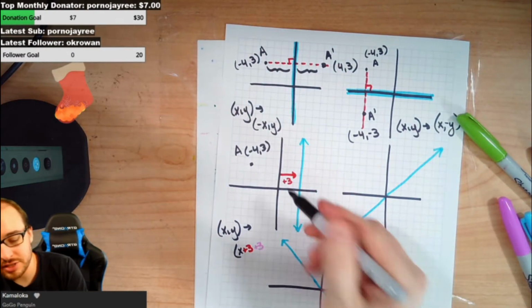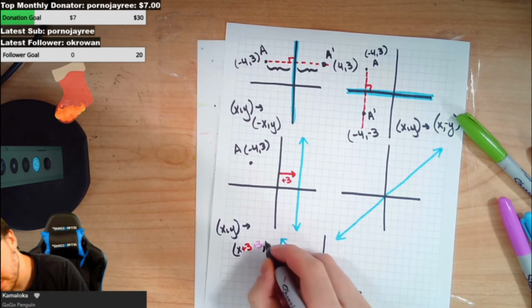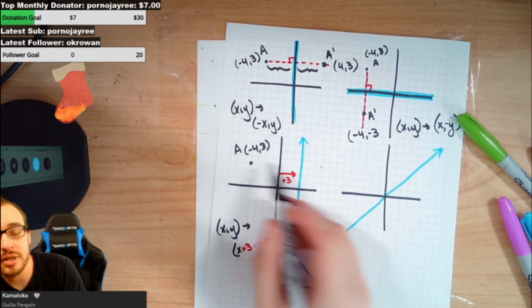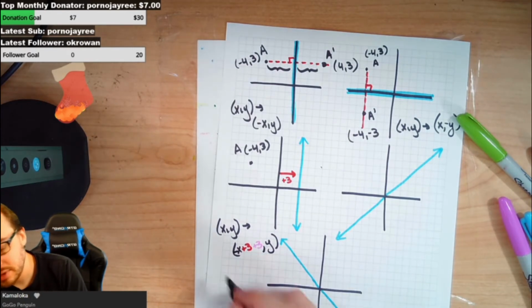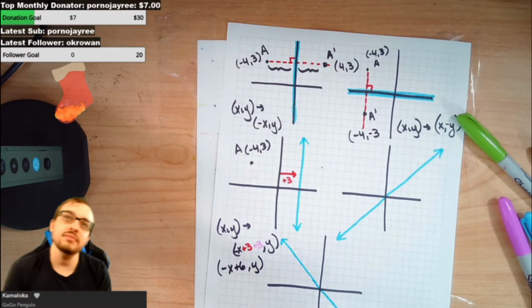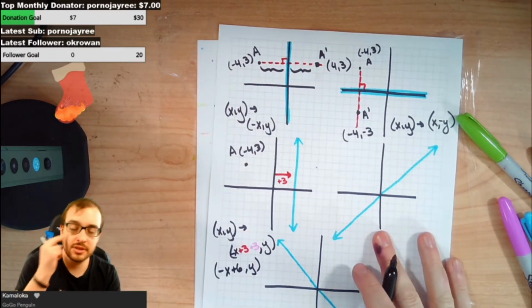So we're going to add whatever this number is twice, essentially. And then, of course, negate it because we're going to be flipping horizontally. There's our rule. If you want to simplify it, you can write it like this. There's our rule for this.